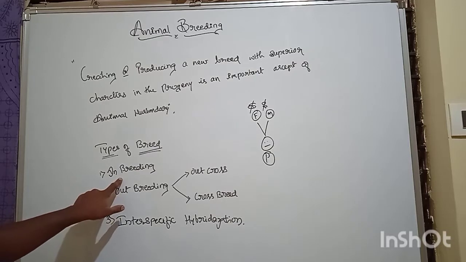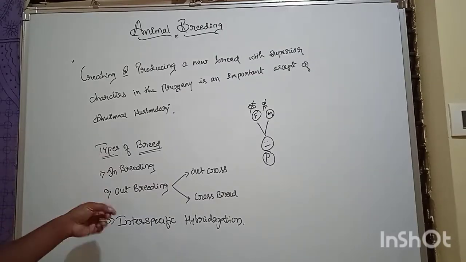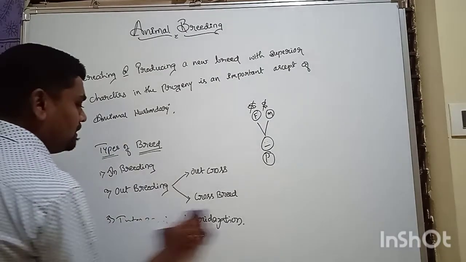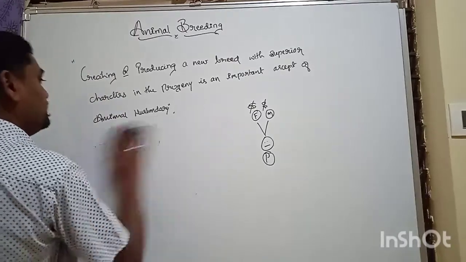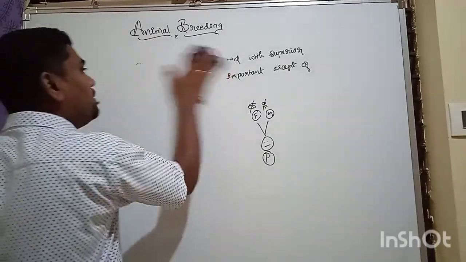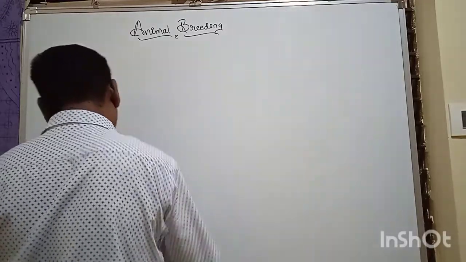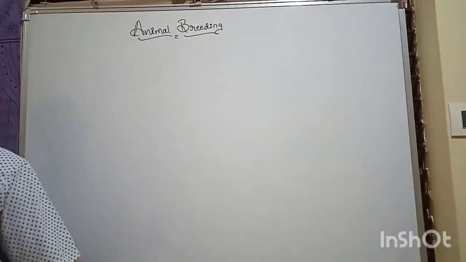First we'll study inbreeding. What is inbreeding? Then we'll go for outbreeding, then interspecific hybridization. Now we'll study inbreeding. The name itself says that inbreeding means inside its own close relatives.